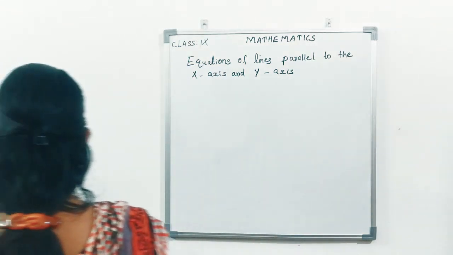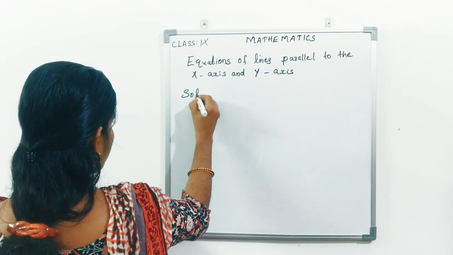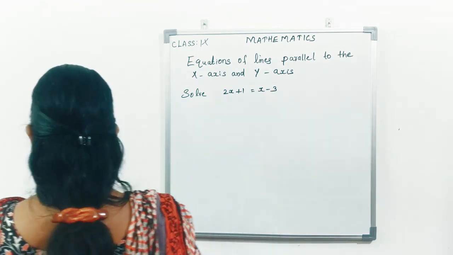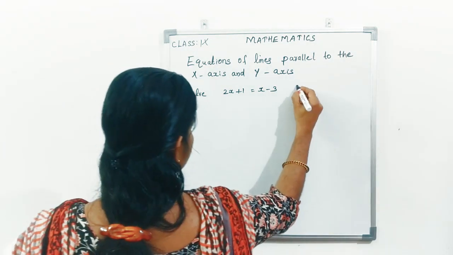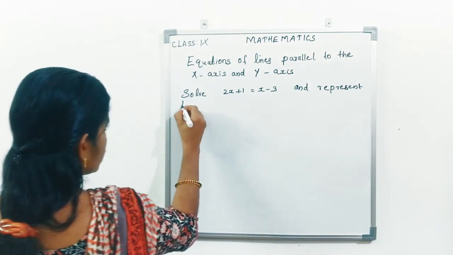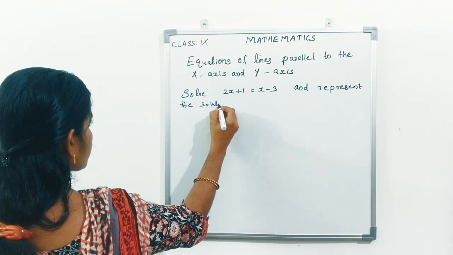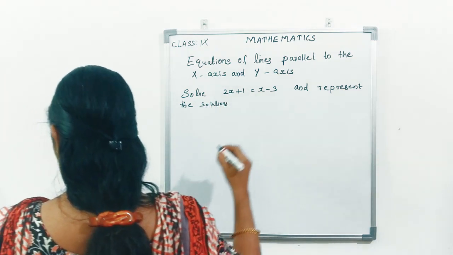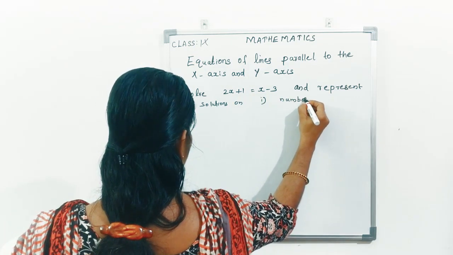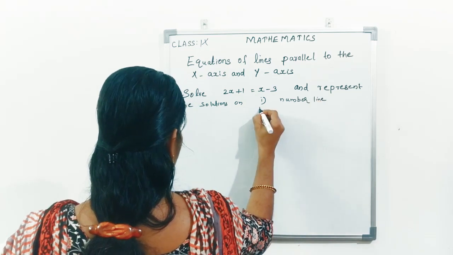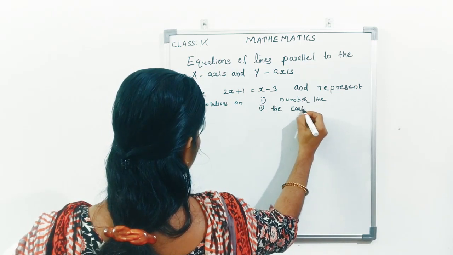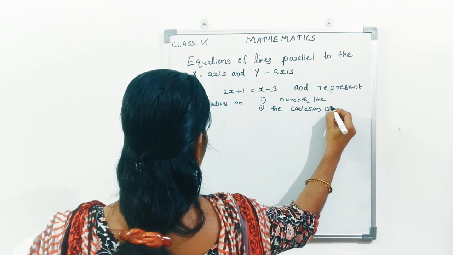Solve the equation 2x plus 1 is equal to x minus 3 and represent the solution. Represent the solutions on number 1, the number line, and number 2, the Cartesian plane.